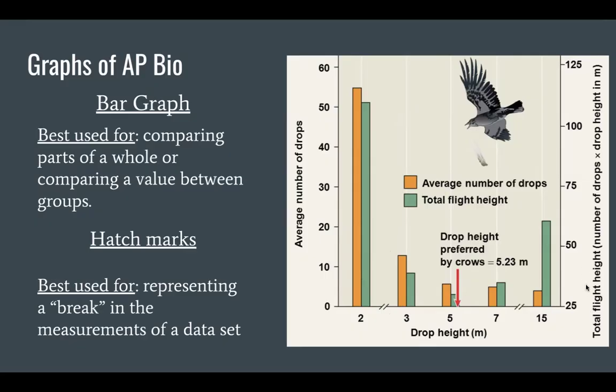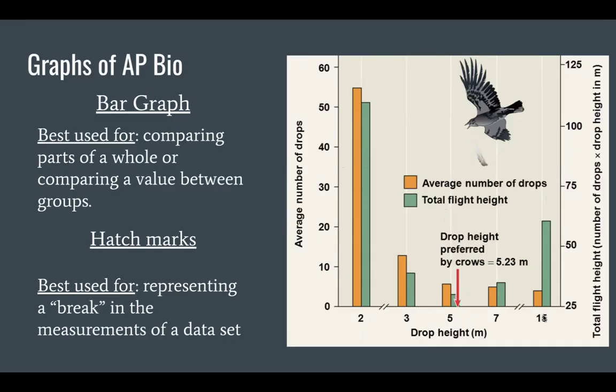And the total flight height has this interesting curve. If you're dropping from a height of 2 meters, you're going to have to drop that seed so many times. You're going to have to drop that seed 55 times in order to break it open, which means that your total flight height is going to be really energetically costly. So there's a preferred height by the crows, and that's what this is showing here.